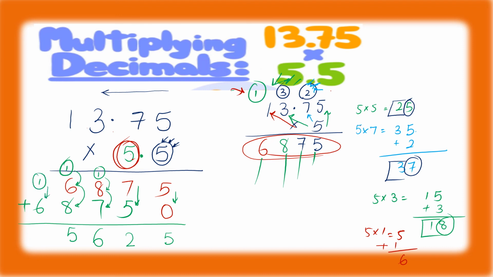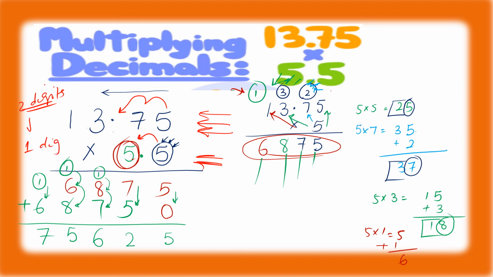Now after this, where will we put decimal? So look at the first number. The decimal is after the 2 digits, right? From the end after the 2 digits. And in the second number, the decimal is after the 1 digit. So in total, how many digits are there? 3. So start from here and after the third digit, put the decimal. So your answer will be 75.625. That is your answer.